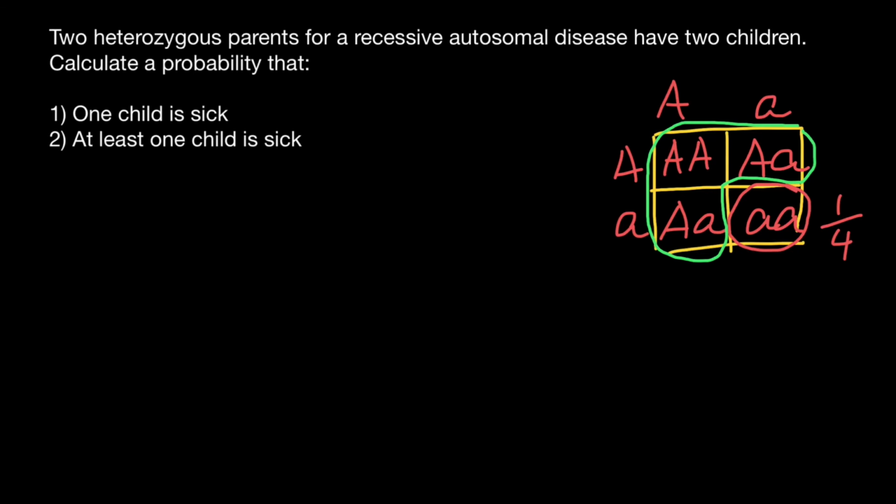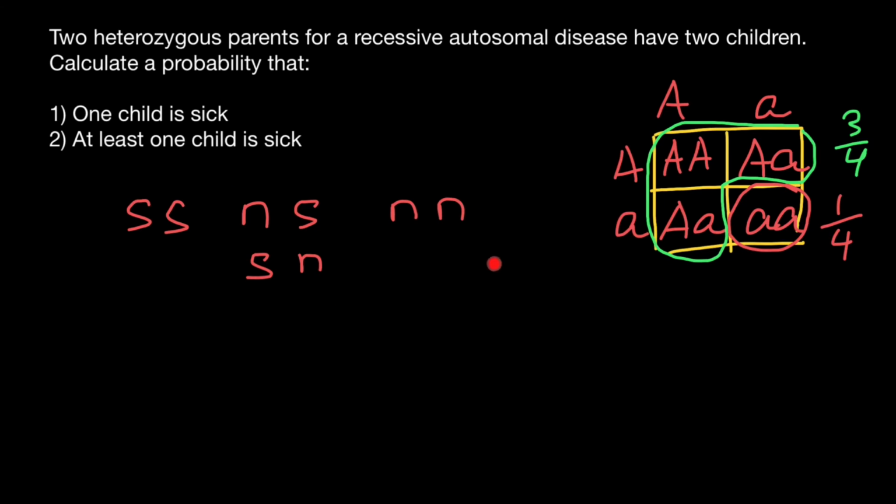Again, this is 3/4. This couple may have first child sick and second child sick. Also, this couple may have first child normal and second child sick. Also, they may have first child sick and second child normal, and they also may have two children who are going to be normal. We are told that this couple has two children. So this table shows all possible combinations.